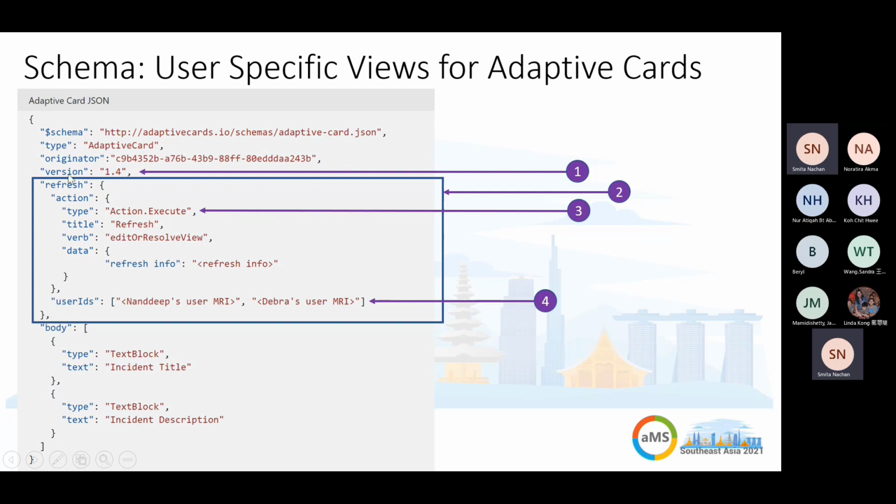Then the important part that we have here is the version. All of these user specific views are only supported beginning from version 1.4 of adaptive card. So this is a must-have property.